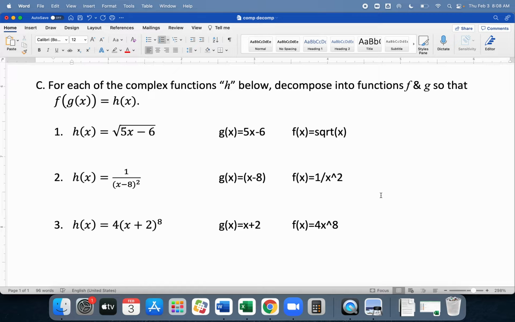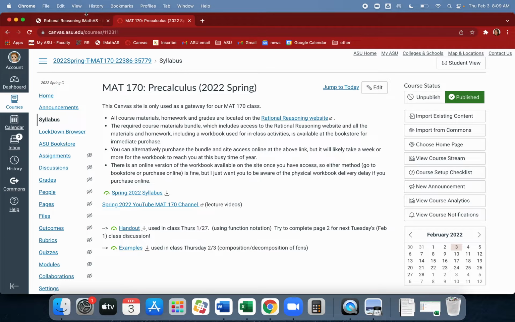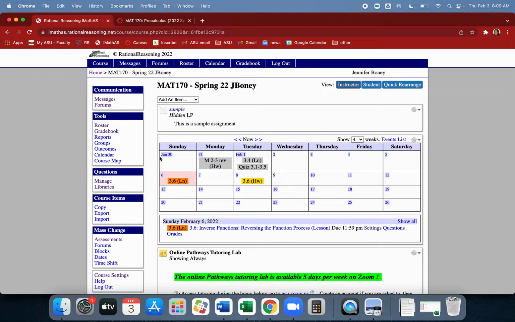All right, so what I want to look at next is inverse functions. If you didn't see this, there's a 3.6 lesson that's going to be due on Sunday. I actually want to take a look at the beginning of that right now. And there's 3.6 homework due by the end of Tuesday next week. 3.6 is about inverse functions.